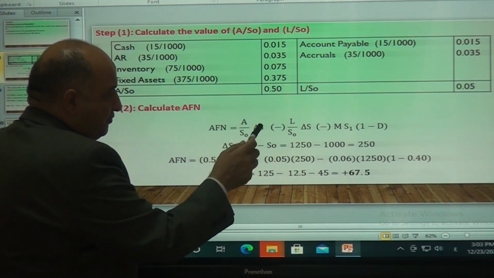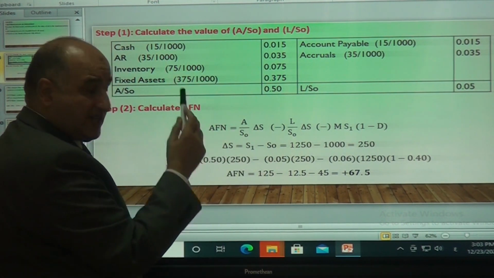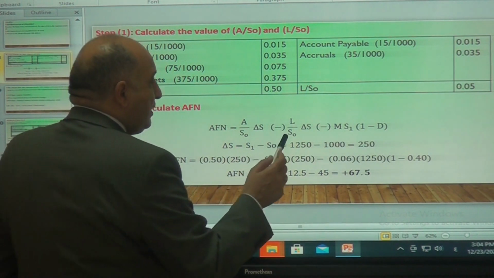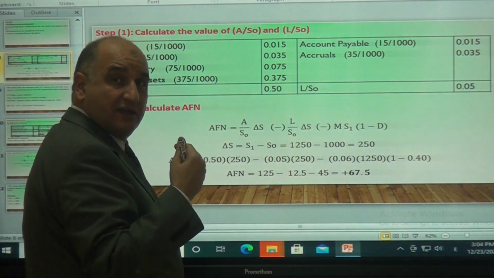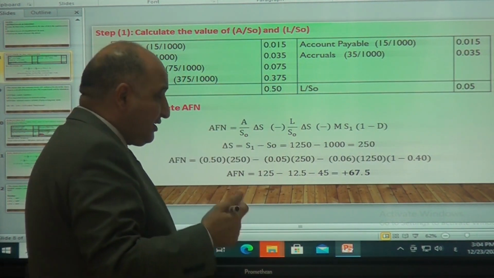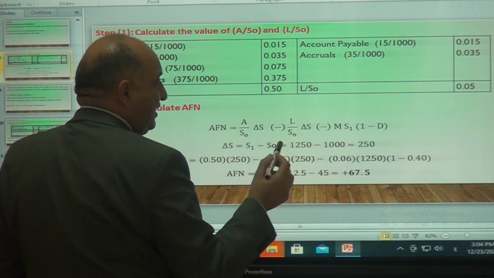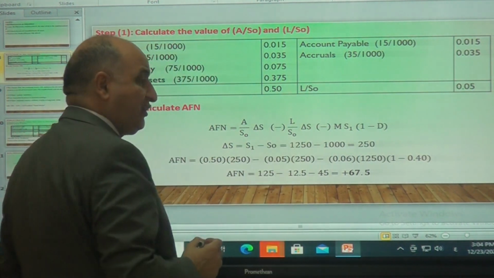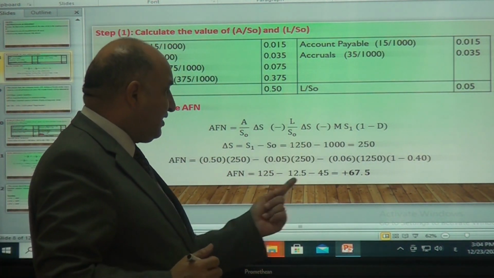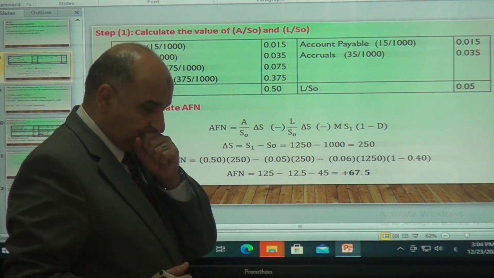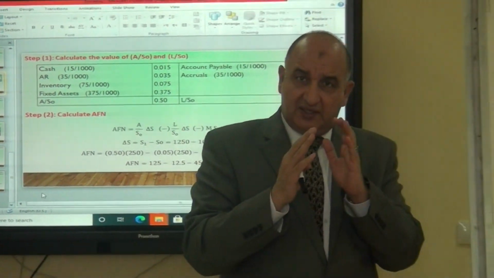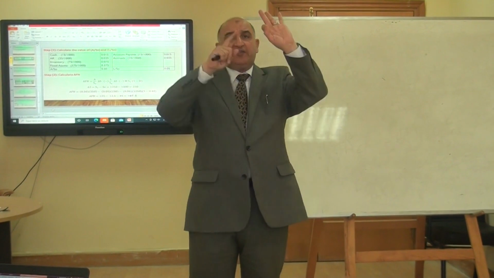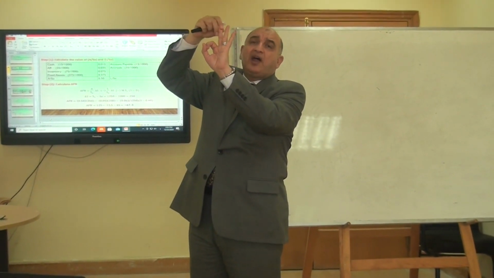Please don't forget, according to this equation, this is by how much we are going to increase our assets. We have to increase our total assets by 125. And by how much will our liabilities automatically increase? It is 12.5. And our retained earnings are going to increase by 45. So we have additional funds needed equal to positive 67.5. This means if our sales increase from 1,000 to 1,250, we have to increase our assets by 125.